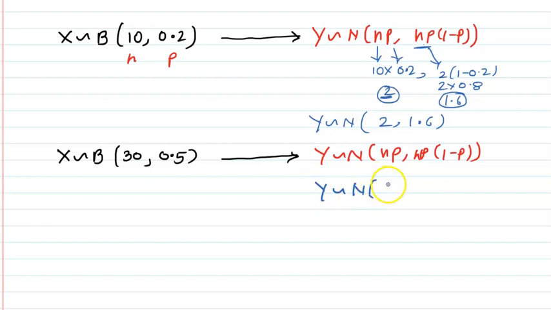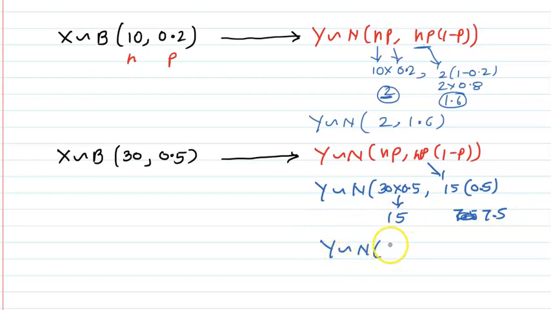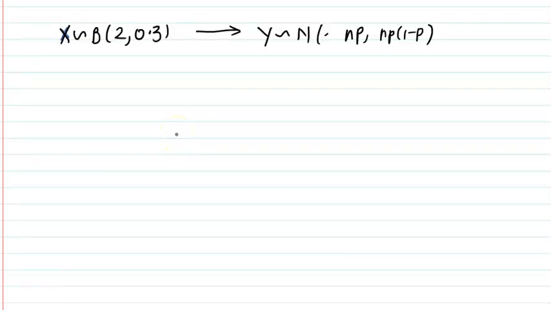You are using np. So 30 times 0.5 is 15. Now np is 15. And what is 1 minus p? 1 minus p is 1 minus 0.5, that is 0.5. So 15 times 0.5 is 7.5. So here you can write that y is distributed normally with 15 and 7.5. Okay, so this is for you.